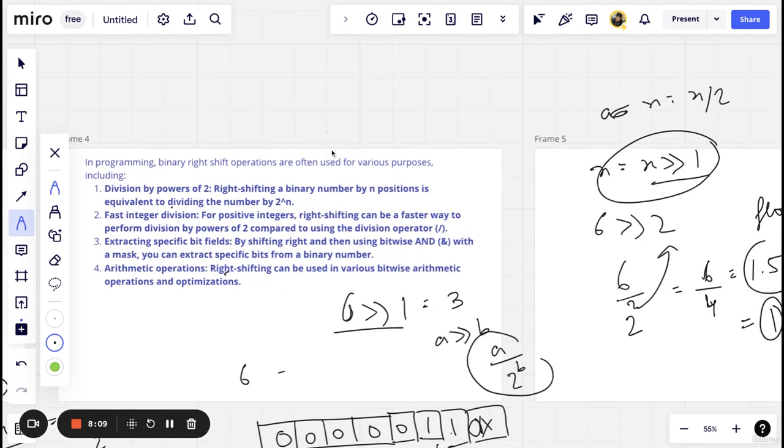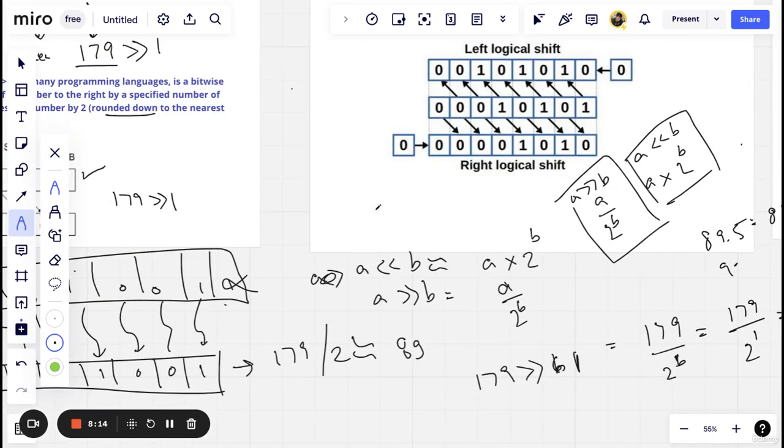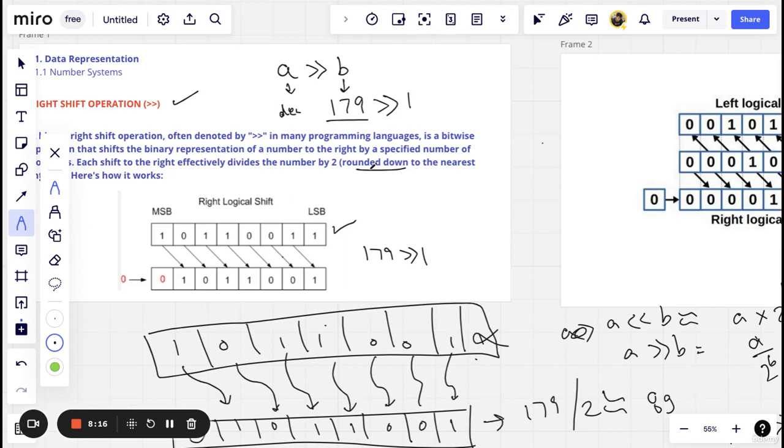Okay, so this is right shift operation. You can practice more problems after the video, but this is an easy concept similar to the left shift operation.